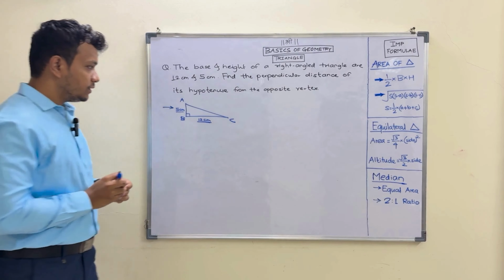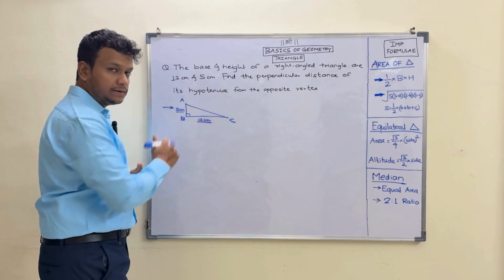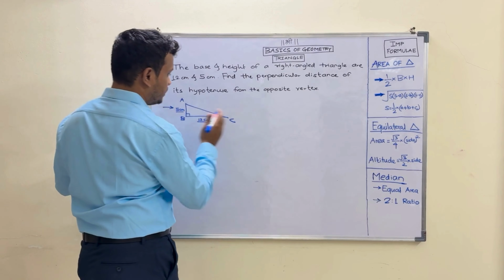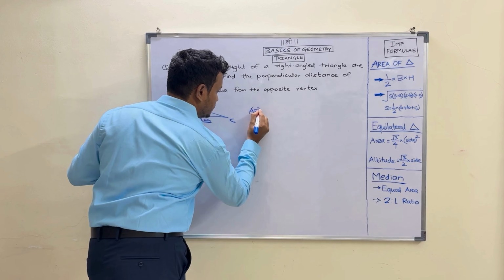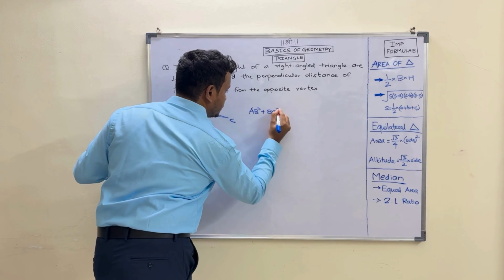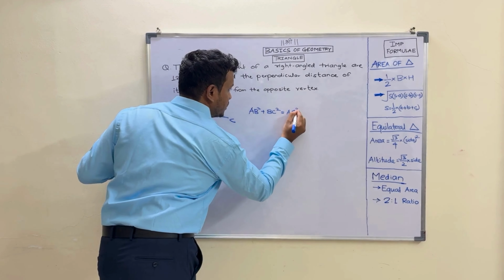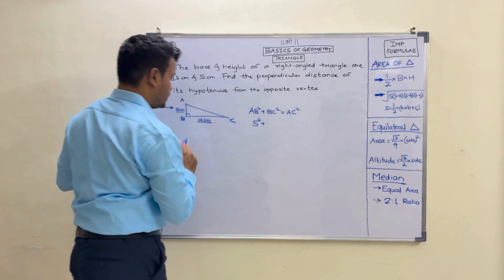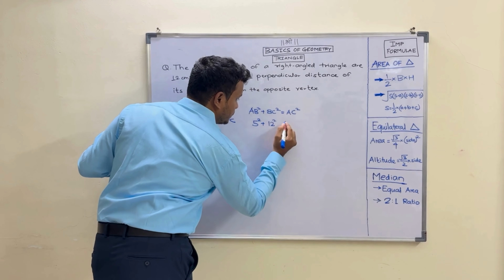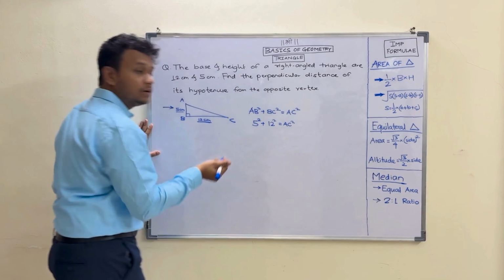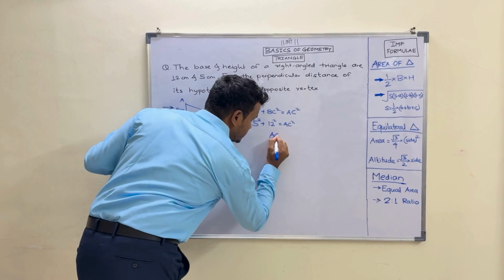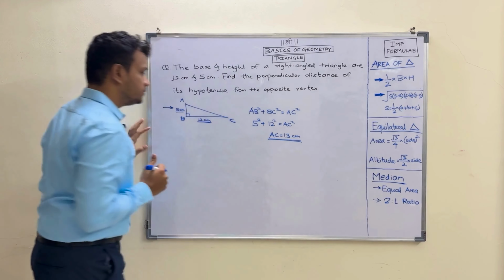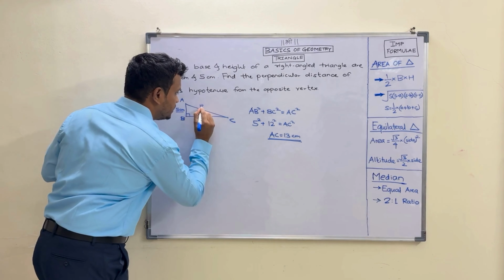First we'll use the Pythagoras theorem to compute its hypotenuse, which is AC. If I apply the Pythagoras theorem, I can write AB square plus BC square should be equal to AC square, correct? Here I have AB as 5, so 5 square plus BC is equal to 12, 12 square is equal to AC square. If I do the computation, I'll get AC as 13 centimeters. So we have found the hypotenuse of this triangle. I'll just note it here, 13 centimeters.